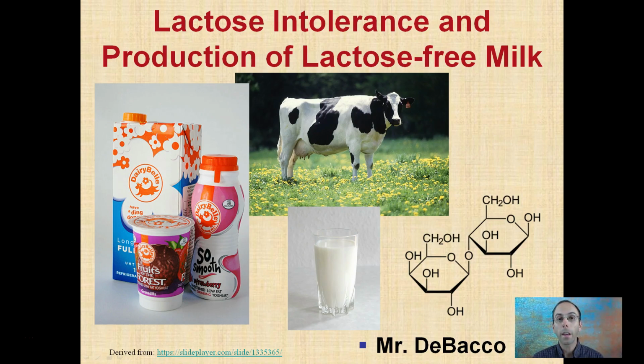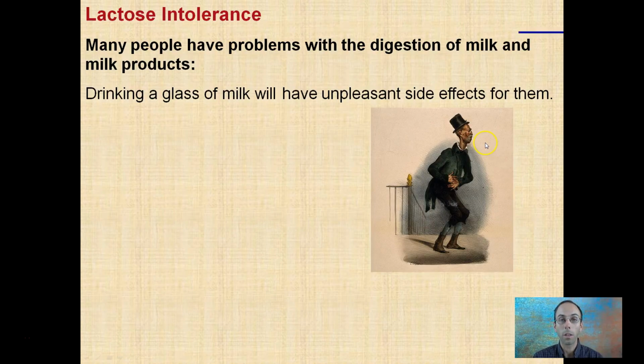Hey, here I'm going to go over lactose intolerance and the production of lactose-free milk. So lactose naturally occurs in cow's milk, and it's found in many milk and milk-related products. This is what it looks like. It's called a disaccharide. We need an enzyme to be able to break down lactose in our bodies to be able to use it for energy.